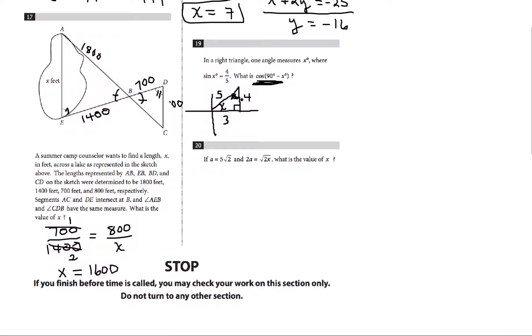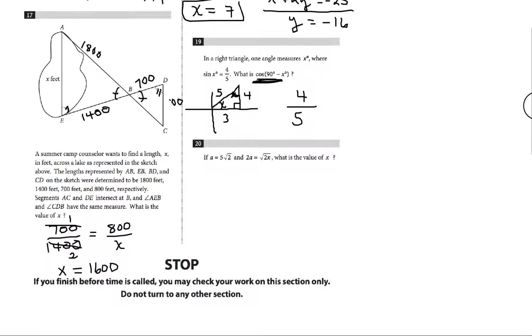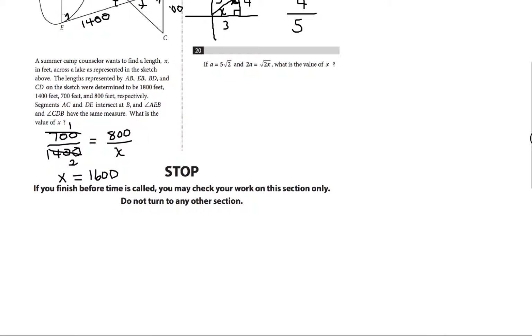Well, cosine is adjacent, which is the 4, over the hypotenuse, which is 5. If you had trig, you'll probably understand what I just said. If you haven't had trig, then you'll probably want to skip those kind of problems. Okay, final problem wasn't too terrible.